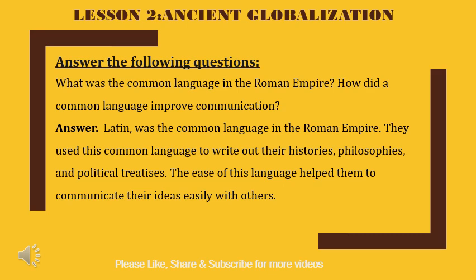Answer the following questions. What was the common language in the Roman Empire? How did a common language improve communication? Answer: Latin was the common language in the Roman Empire. They used this common language to write out their histories, philosophies, and political treaties. The ease of this language helped them to communicate their ideas easily with others.